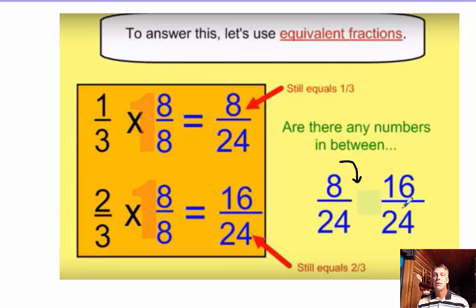8 24ths and 16 24ths? Yeah, there's a lot. There's 10 24ths. There's 11 24ths. There's 20 24ths. So I still have equivalent fractions. 1/3 is still 8 24ths, and 2/3 is 16 24ths. But I now can see that there are fractions in between these right here.